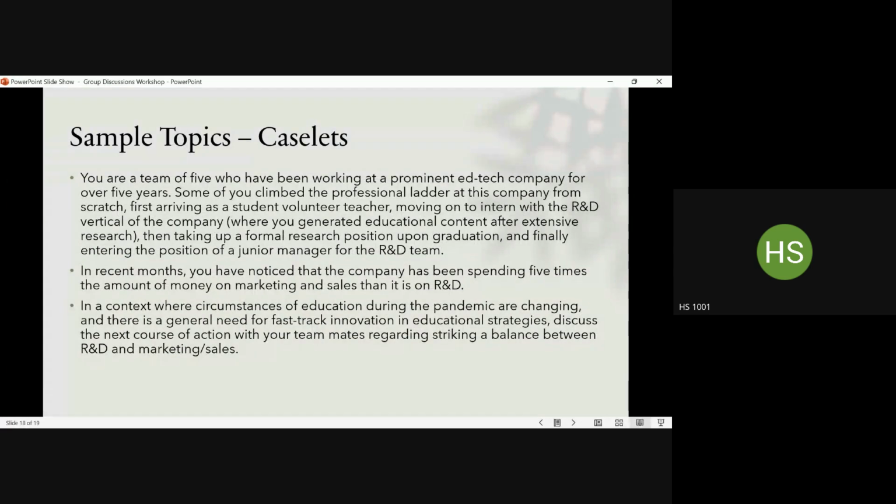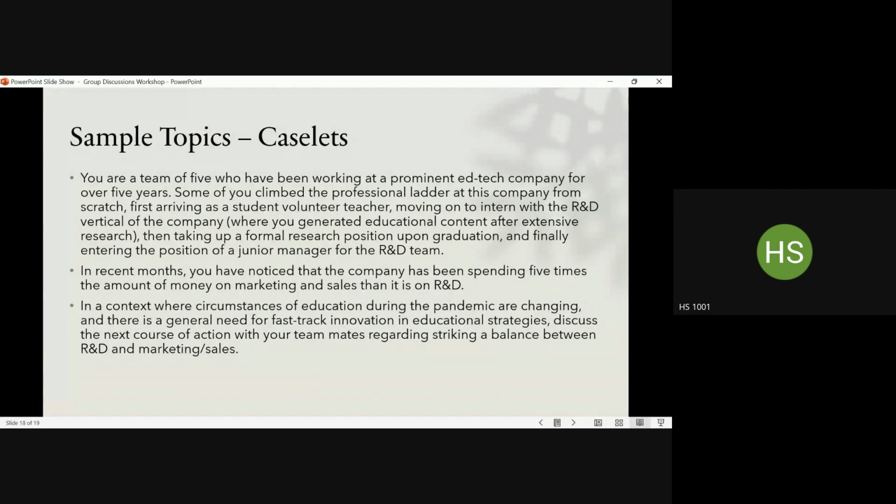Now, let's consider this next case. You are a team of 5 who have been working at a prominent edtech company for over 5 years. Some of you climbed the professional ladder at this company from scratch, first arriving as a student volunteer teacher, moving on to intern with the R&D vertical of the company, where you generated educational content after extensive research, then taking up a formal research position upon graduation, and finally entering the position of a junior manager for the R&D team.